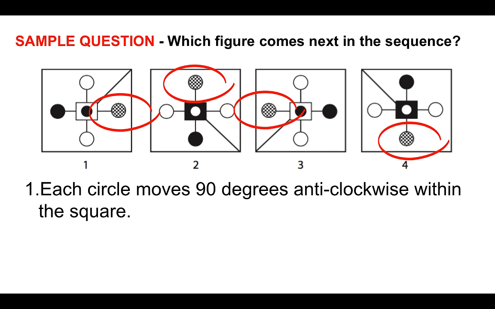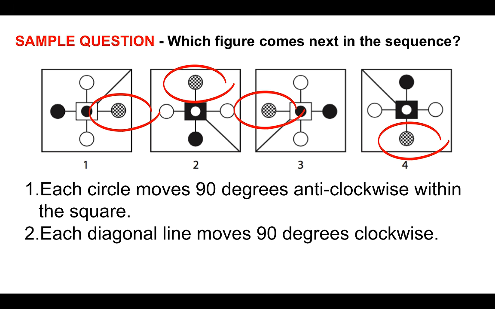We know, therefore, when we come to look for the correct answer out of the 4 options presented, we are going to be looking for this checkered circle to be here. So that's the first thing that we notice. There are also 2 other things that are going on. The second one is that each diagonal line moves 90 degrees clockwise. That is the diagonal line, and you'll see there that in the next square it's moved 90 degrees clockwise, 90 degrees clockwise again, and finally 90 degrees clockwise. So we will be looking for one that's in the top right-hand corner there.